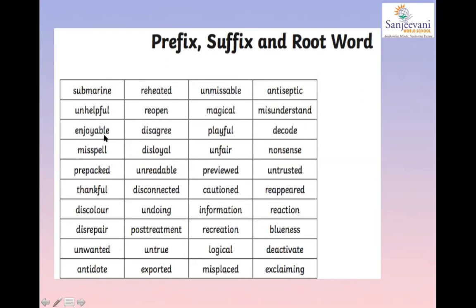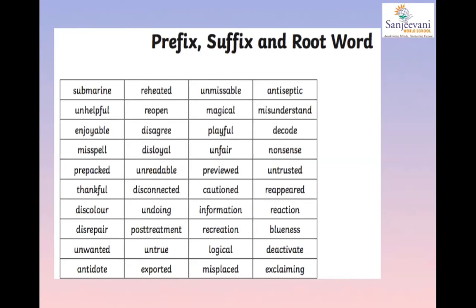Let's take a look at the third word in the first column. See, enjoyable. Can you see the word enjoyable? So enjoyable. Enjoy is what? Your root word because it's your main word. What you add after your main word becomes your dash. What does it become? Louder? Suffix, that's right. So enjoy able. So able you're adding, right? You're adding able to the word, so it becomes your suffix. Enjoy able. Good.